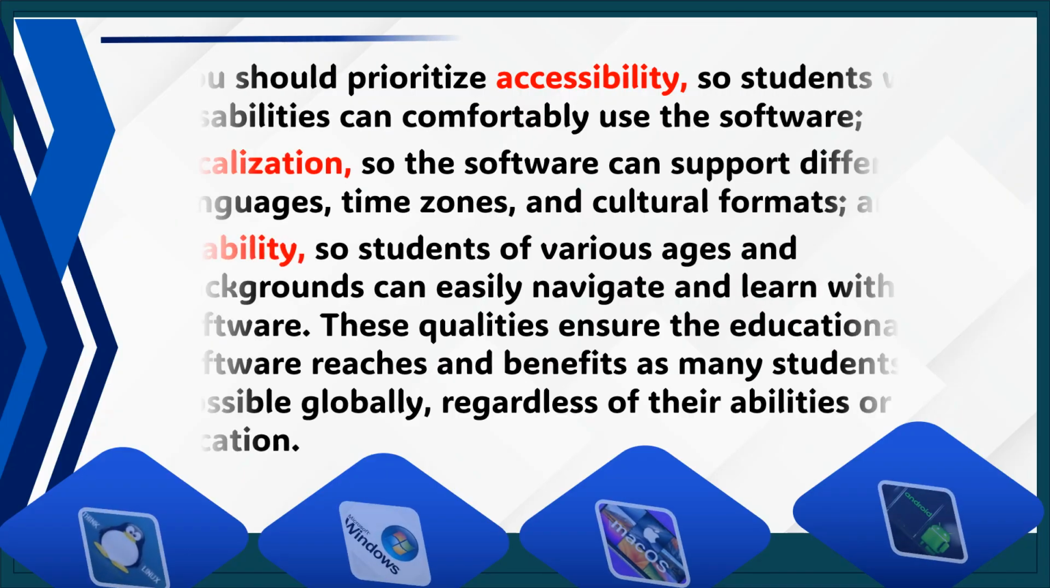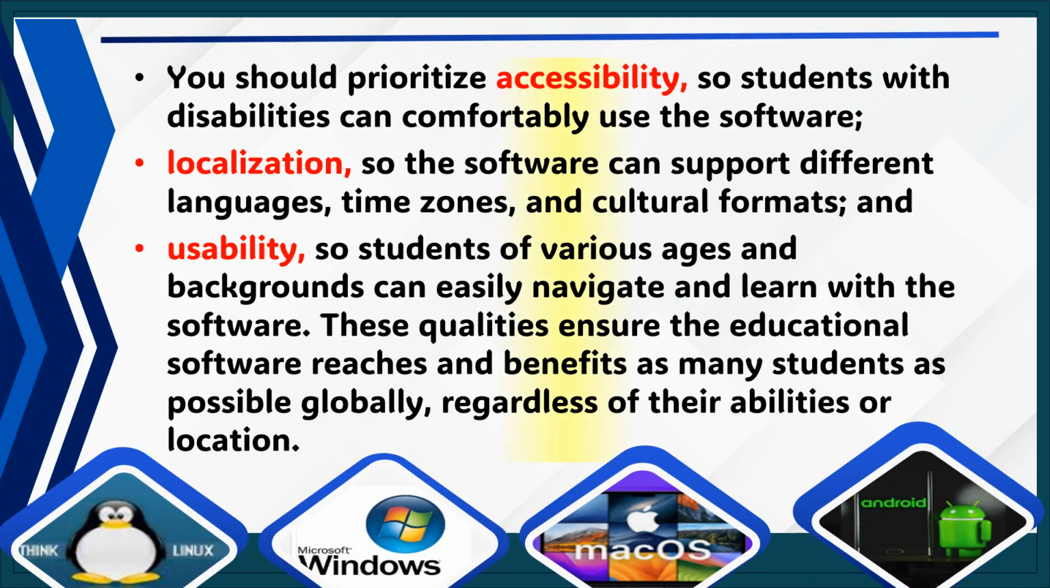You should prioritize accessibility, so students with disabilities can comfortably use the software, localization, so the software can support different languages, time zones, and cultural formats, and usability, so students of various ages and backgrounds can easily navigate and learn with the software. These qualities ensure the educational software reaches and benefits as many students as possible globally, regardless of their abilities or location.